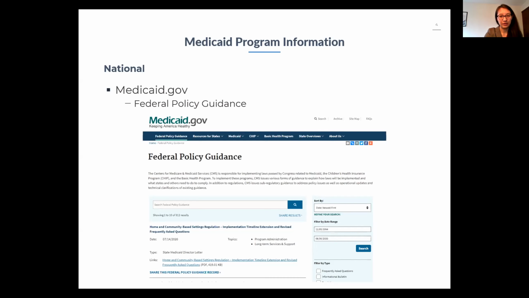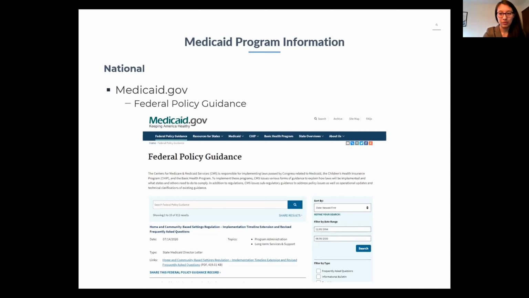The first is federal policy guidance. This is a search page for regulations and supporting informational bulletins, state health official letters, state Medicaid director letters, some frequently asked questions. This has all been issued by CMS in order to facilitate state implementation of Medicaid. And they'll cover topics like managed care, Medicaid-Medicare coordination, duals, quality of care. The screenshots are from last year, but just last week I looked, there were 4 new posts that covered things like Medicaid eligibility for COFA migrants, COVID-19, and the American Rescue Plan.